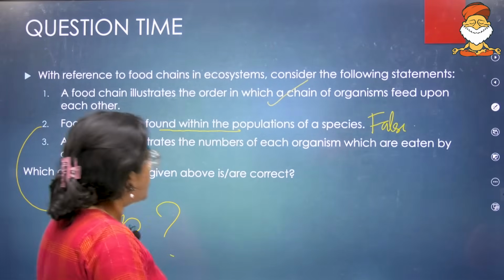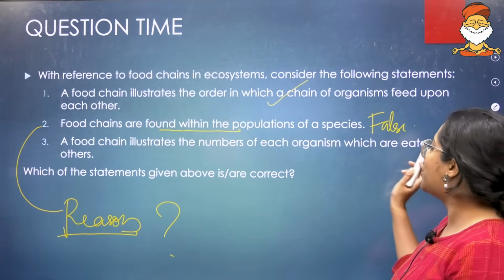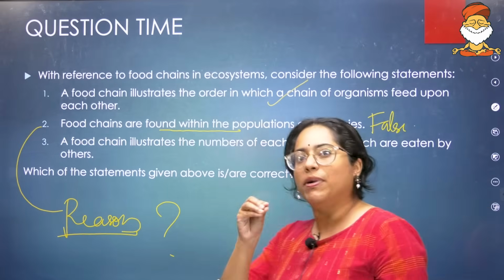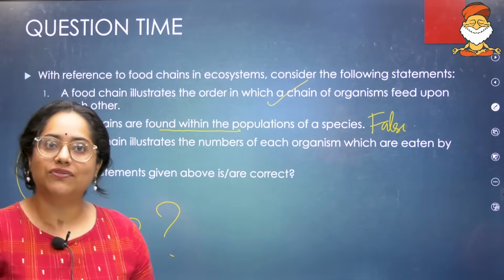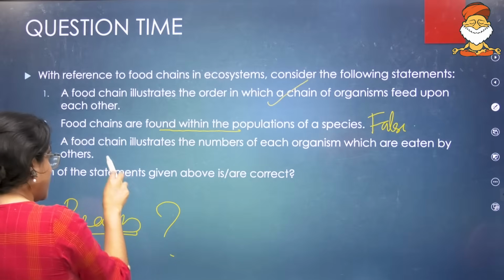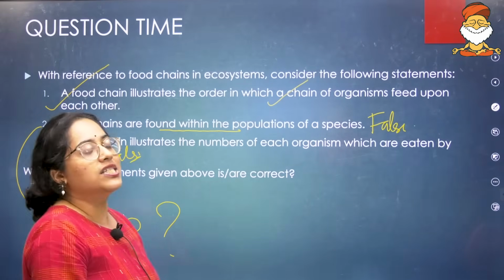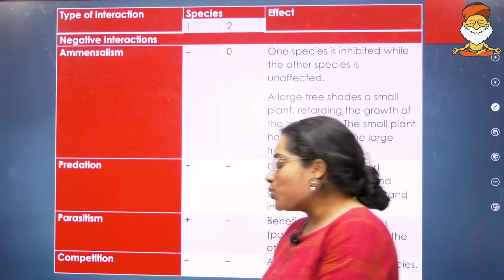A food chain illustrates the number of each organism which are eaten by others. Does it illustrate? Do you get how many rabbits were eaten, how many grasshoppers were eaten from the food chain? No, you do not get that. So I can say there's only one correct statement, which is statement 1. Now we move into understanding.